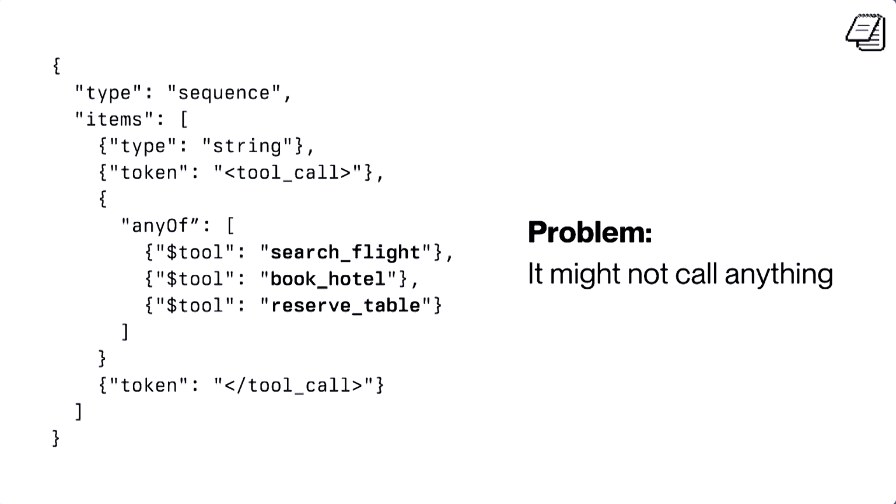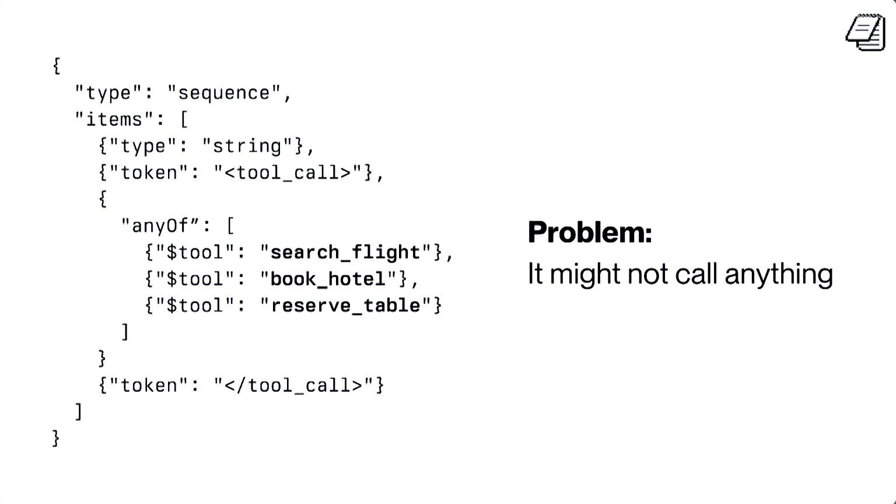So you have a type sequence. The sequence basically says: return all the items one after the other. The first item is a string, so we'll just generate any text. And then when it finds a tool call token, that's the Hermes format, it goes through all of this. What this means is: generate any of search flight, book hotel, reserve table, and then the end of tool call token.